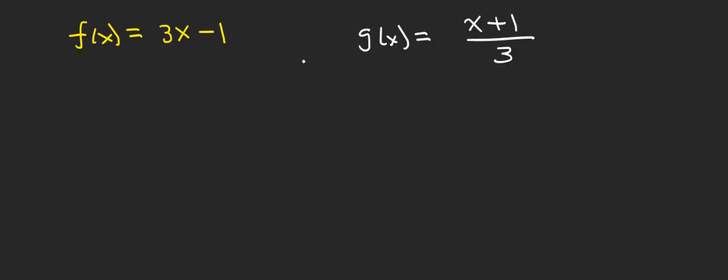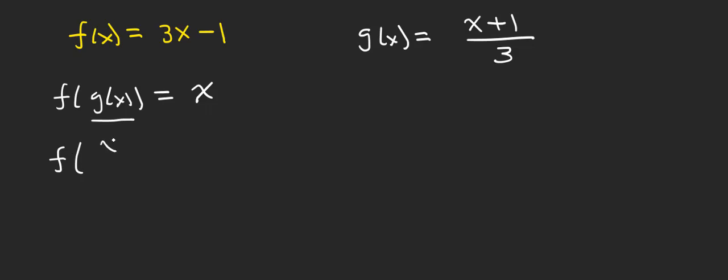So how do we show that these two are inverses of one another? Well, first, we need to show that f of g of x is equal to x. So what is f of g of x? Okay, so what is our g of x first? G of x is the quantity x plus 1 over 3. So we're going to put f of the quantity x plus 1 over 3.